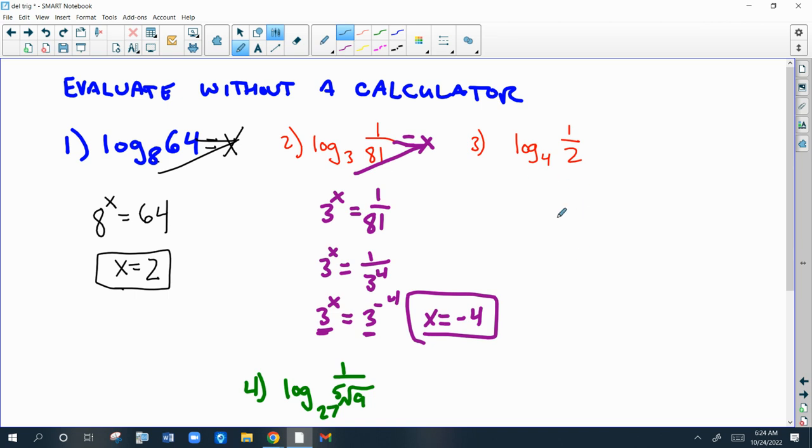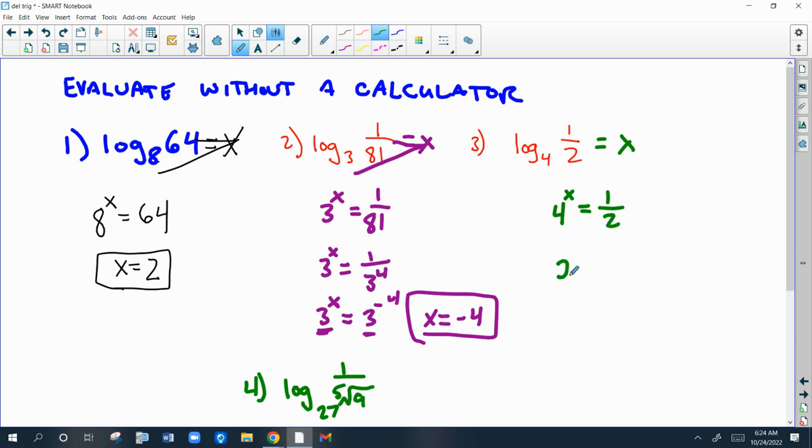Next one, log base 4 of 1/2. Same thing. Let's set it equal to x. Change it to an exponent. 4 to the x equals 1/2. Figure out what the common base is. In this case, it's 2.